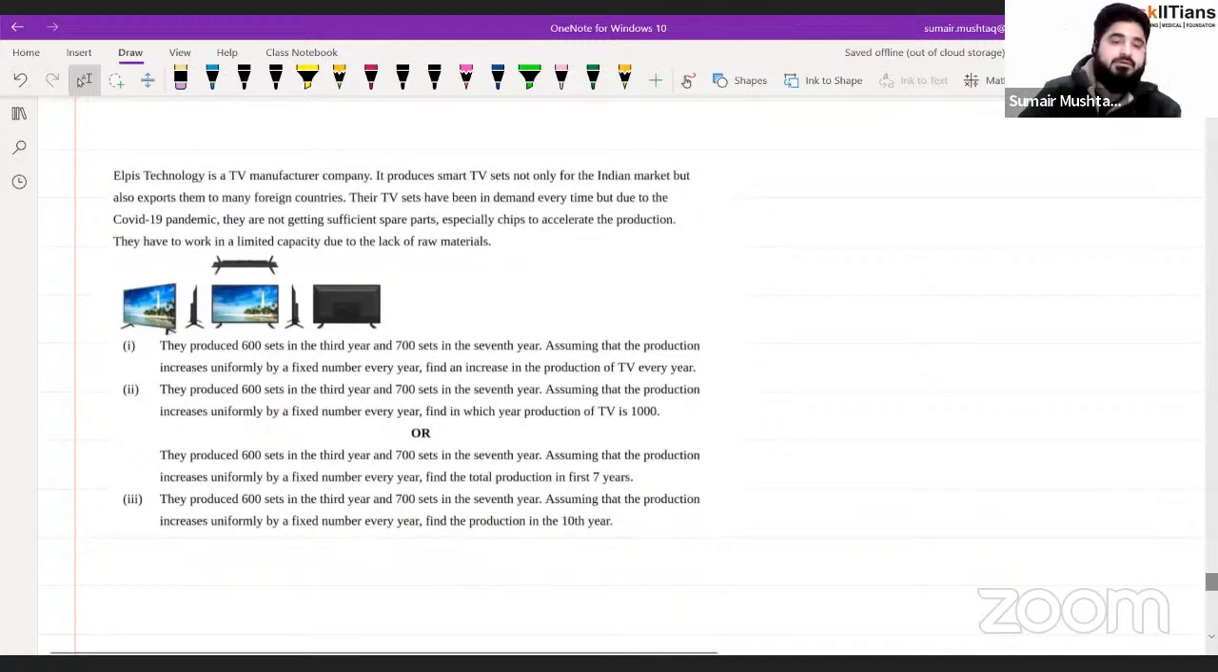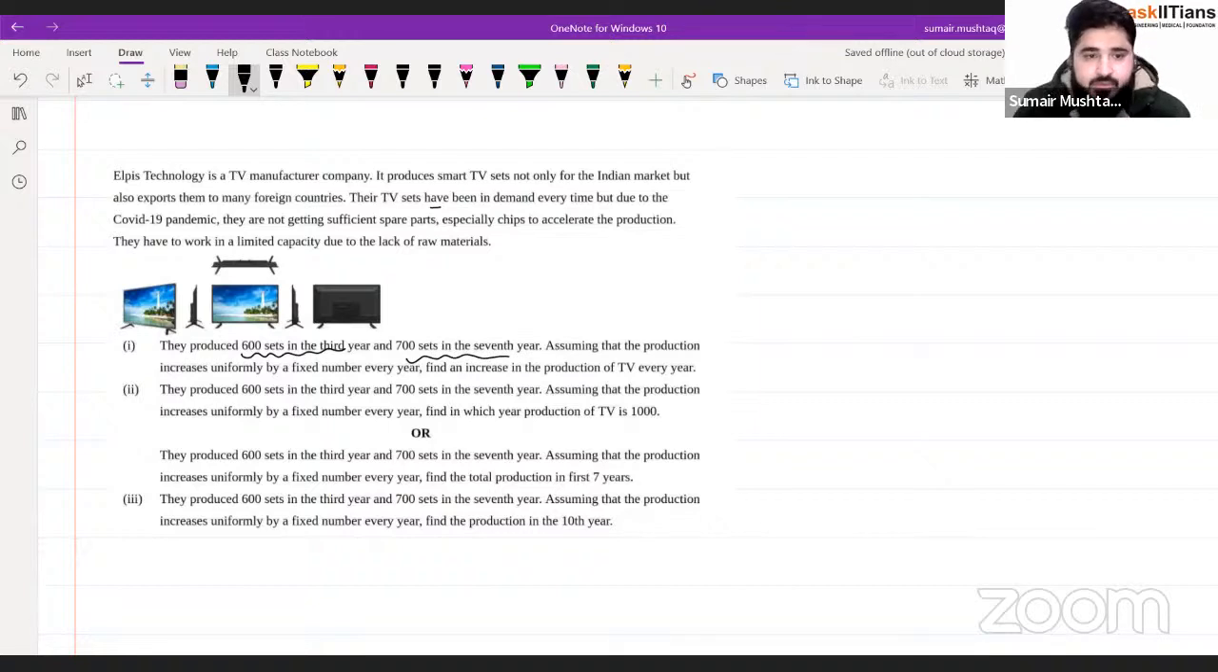Listen. First of all, see what is given. What is it giving in the description? It is saying that the TV sets have been in demand every time due to COVID-19 and they are not getting sufficient parts. They have to work. This is the thing which is being given. They produce 600 sets in the third year and 700 sets in the seventh year, assuming that the production is increasing uniformly by a fixed number every year.